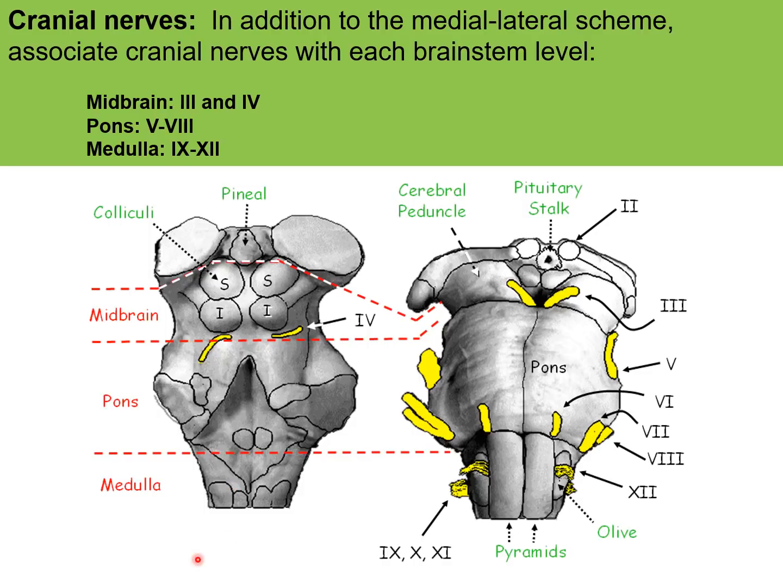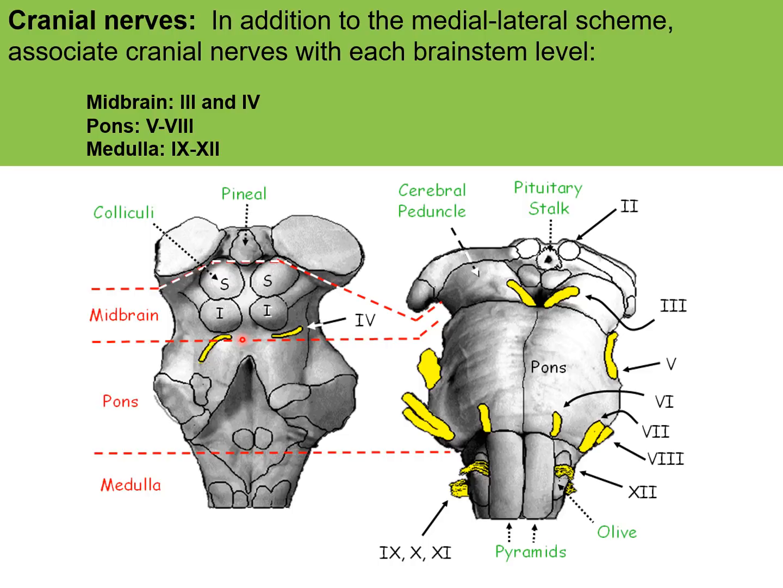If we look at a ventral view of the brainstem, we can see, moving from the medulla through the pons and the midbrain, the location of the cranial nerves, and recognize that cranial nerves 3 and 4 come out of the midbrain, 5 through 8 come out of the pons or the pontomedullary junction, and cranial nerves 9 through 12 come out of the medulla. And we'll be looking at their location and the origin.